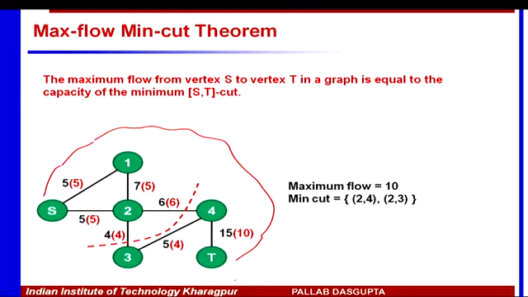And this follows from the previous result. The previous result said that take any cut, then the flow from S to T cannot exceed the size of that cut, right? So, if you take cut 1, flow cannot exceed that. You take cut 2, flow cannot exceed that. You take cut 3, flow cannot exceed that. So, if you take the minimum of those cuts, flow cannot exceed that.